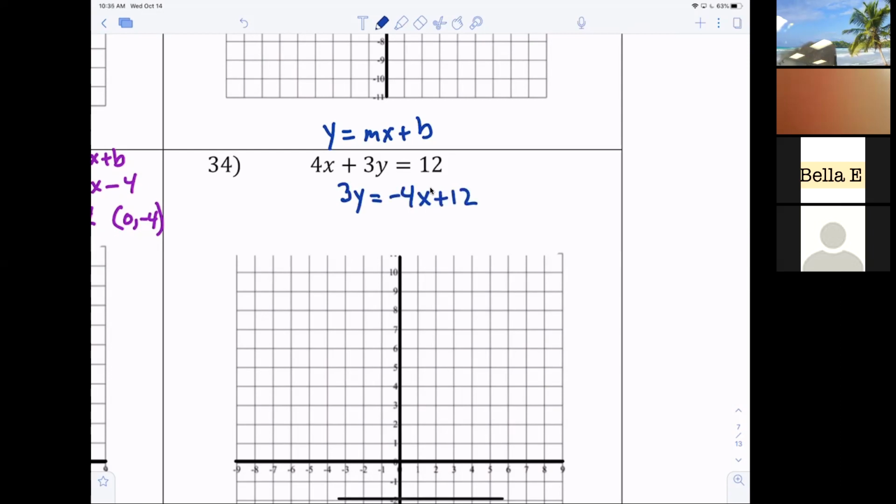Now, what's the next step, Jack? What's the next step? How do you undo multiplication? Divide all of them by what? Divide by 3, Jack.